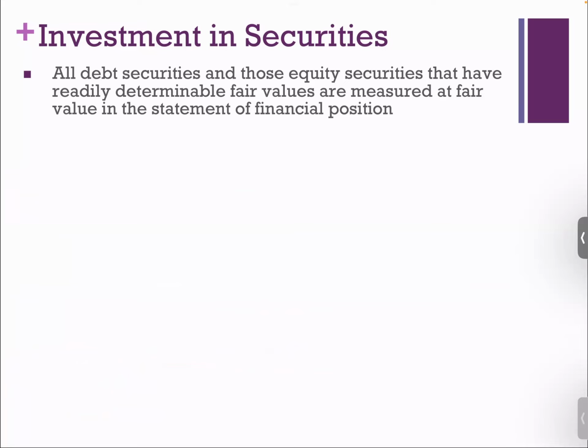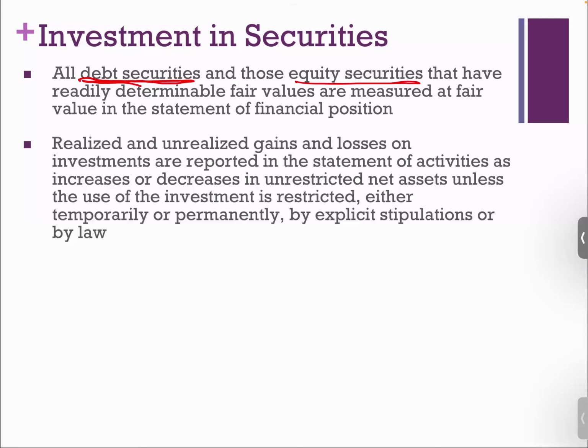All right, next one. So investment in securities. Okay. So debt. So this is just like debt investments. So if a not-for-profit has extra money, they can buy treasury bills or some type of debt investment or equity investments. Okay. We're going to measure them at fair value, bottom line, which is the exact same rules for for-profit accounting. Okay.